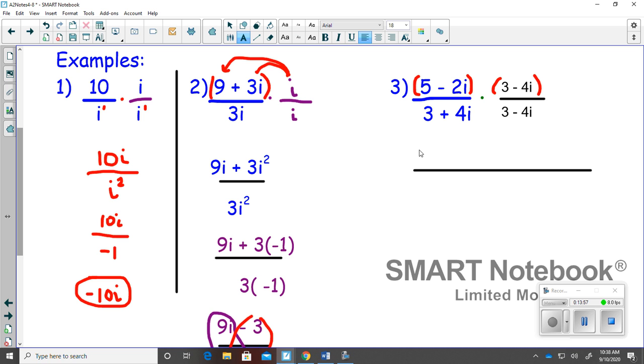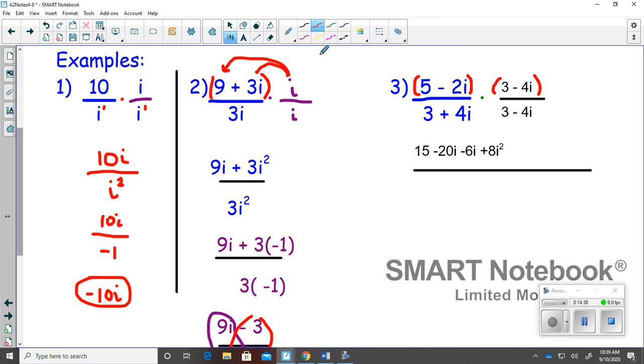Okay, we will start with 5 times 3, which is 15. Then we have 5 times negative 4i, which is negative 20i. Inside, you will get negative 2i times 3, negative 6i. And last, negative 2i times negative 4i is positive 8i squared. Denominator, we'll do one step at a time. Okay, yes, this needs to be simplified, but don't do it until the next step.